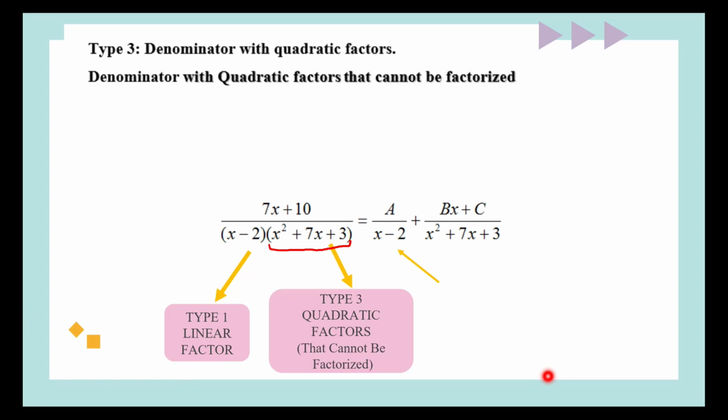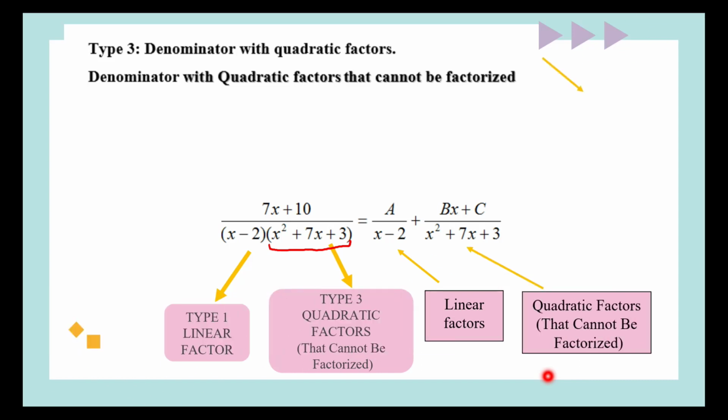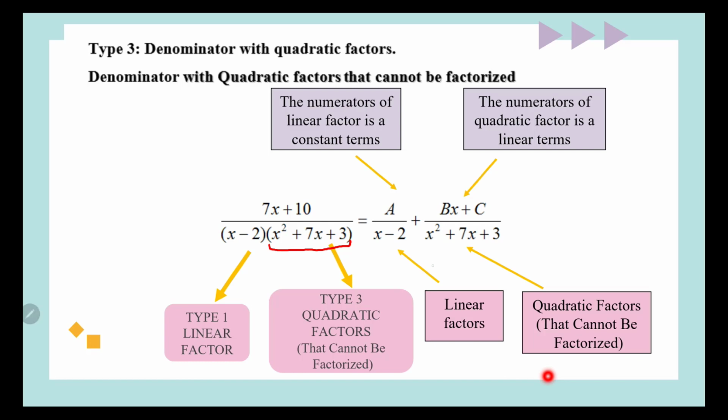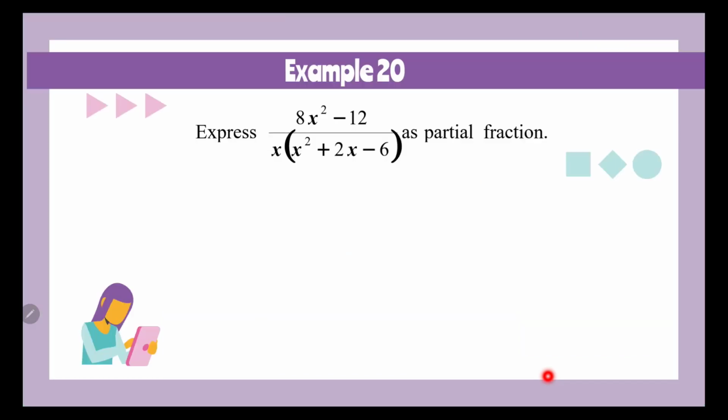So how are you going to write this as partial fractions? First, for the linear factor, we're going to write this as A divided by x minus 2. But for the quadratic factor that cannot be factorized, we're going to write this as bx plus c. So when we recognize the factor as linear, the numerator will be a constant. But when we recognize the factor as quadratic, the numerator will be linear. So this is very important. Okay, now let's look at example 20.